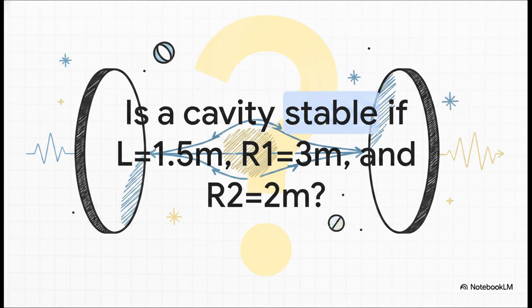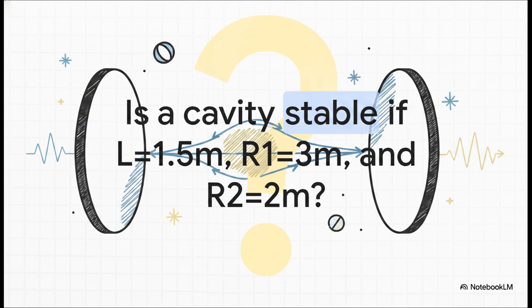Grab a mental notepad because here's an interactive challenge straight from our source material. Imagine you're the optical engineer building a laser. The distance between your mirrors, L, is 1.5 meters. The radius of your first mirror, R1, is 3 meters, and your second mirror, R2, is 2 meters. Based on that cavity stability condition we just talked about, is this cavity stable? Think about how those curvature radii interact with the distance.